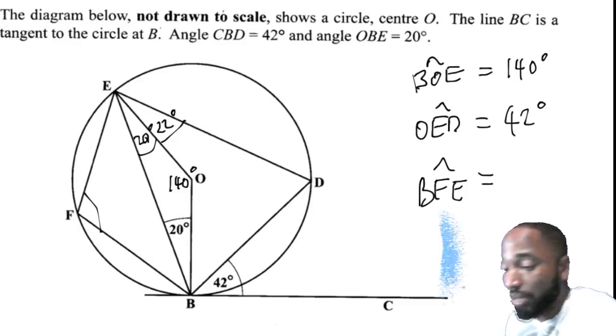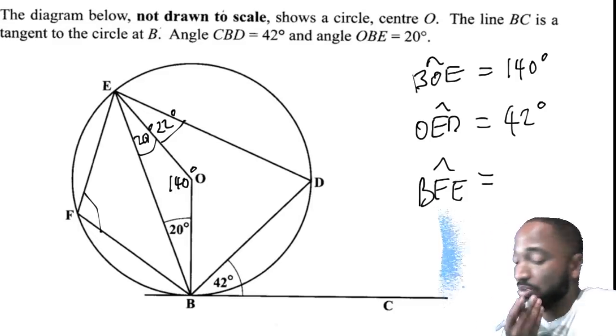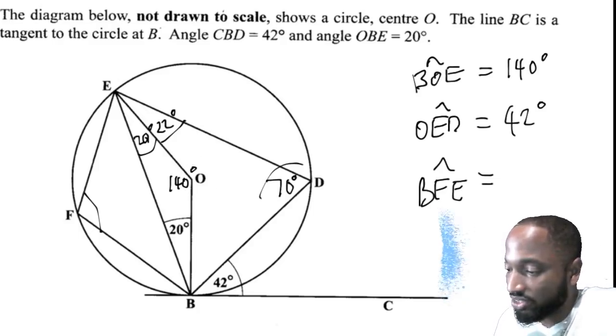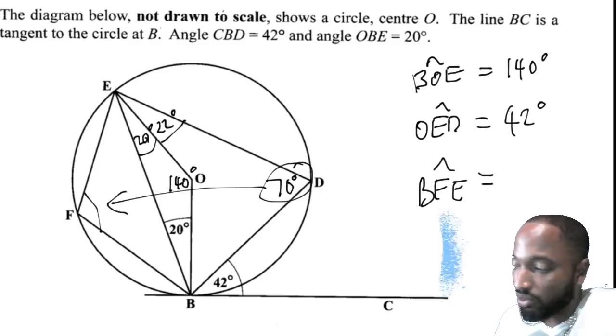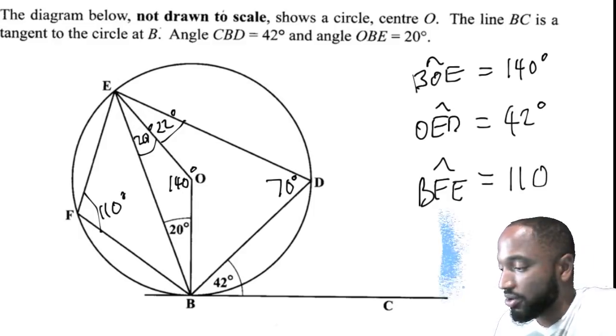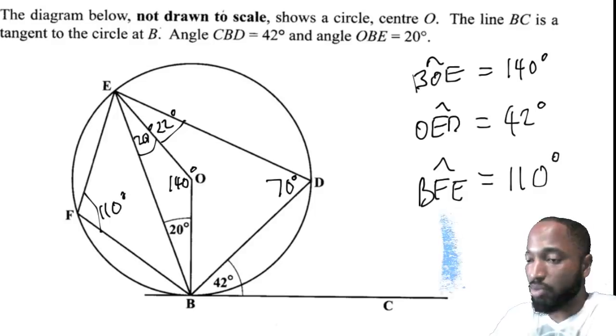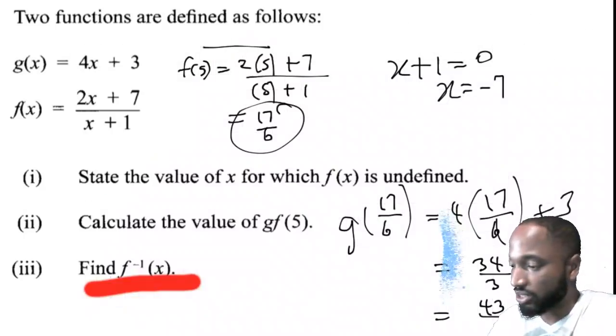Well, the fastest way I'm seeing to find BFE, I could be wrong, there could be a faster way, is to let this angle be 70 degrees, since the angle at the circumference is half the angle at the center. And if this is 70 degrees, then its opposite in a cyclic quadrilateral, opposite angles add up to 180 degrees, so BFE must be 110 degrees. Alright, so now we could go back to the F inverse in this question here.